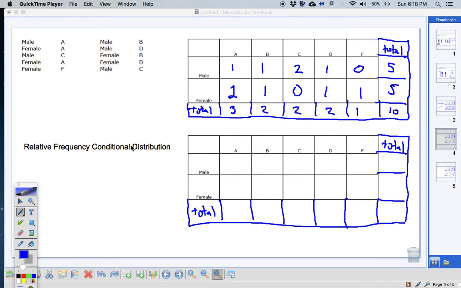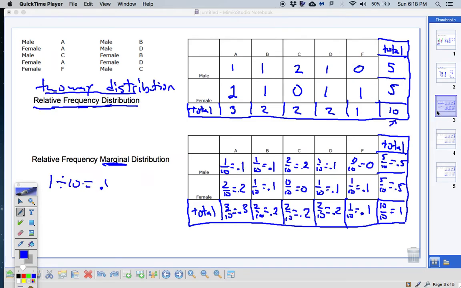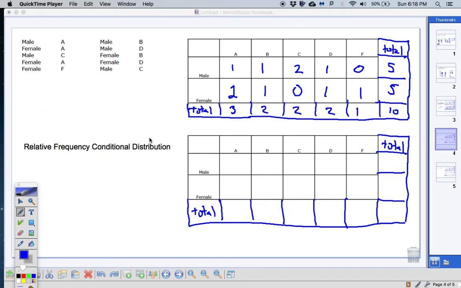Okay, today we're going to talk about relative frequency conditional distribution. Now remember, this top table up here is called relative frequency distribution. And then last time we looked at the relative frequency marginal distribution, which is you take each one of these and you divide by the total, and it ends up looking like something like this. Okay, and we're going to take that one step further.